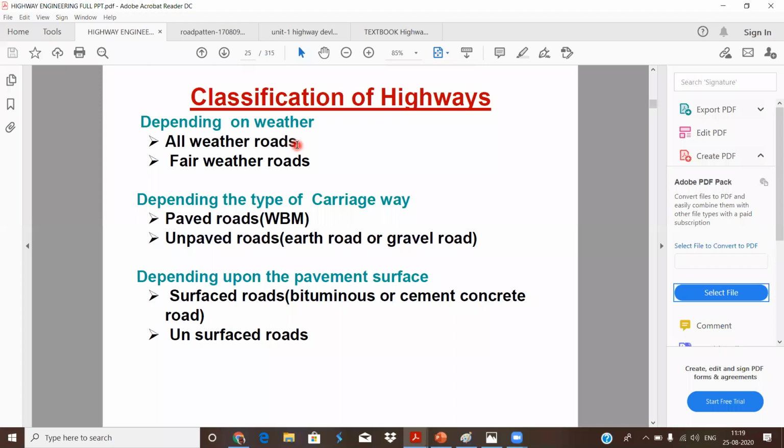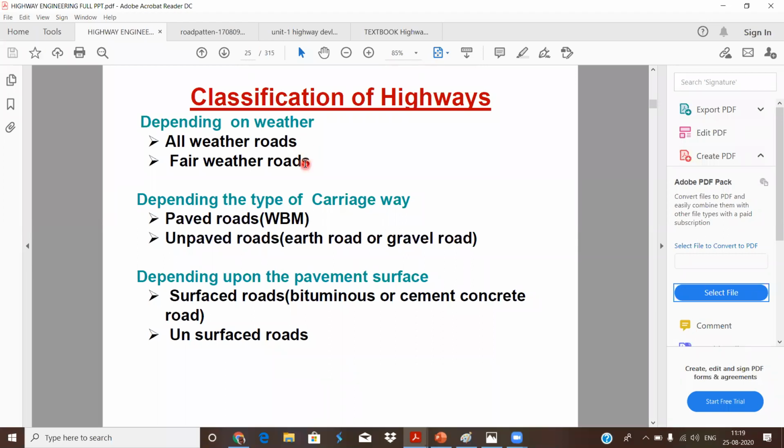All weather roads means road connectivity at all times. That means the road can serve on all days. At present we are in the rainy season. Some roads may obstruct the traffic because of water flowing above the surface of the pavement. That type of road is not considered an all weather road. That type of road is considered a fair weather road.